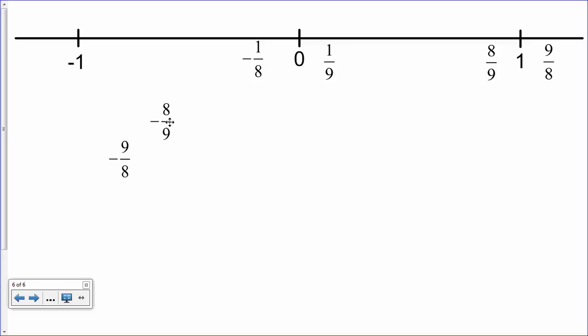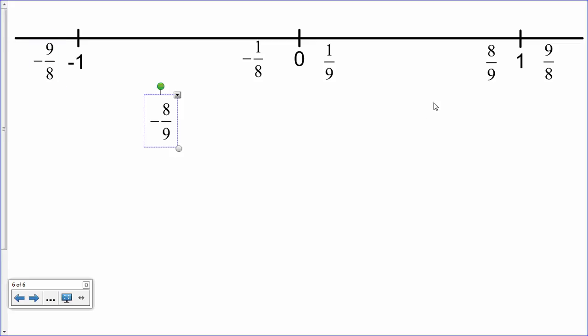Now, negative 8/9, negative 9/8. Negative 9/8 is the opposite of 9/8. So it's on the other side of 0, the same distance away from 0, all the way to the left of negative 1. 9/8 and negative 9/8 are opposites. This one is less than negative 1.